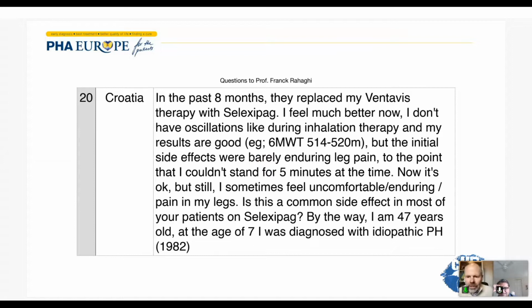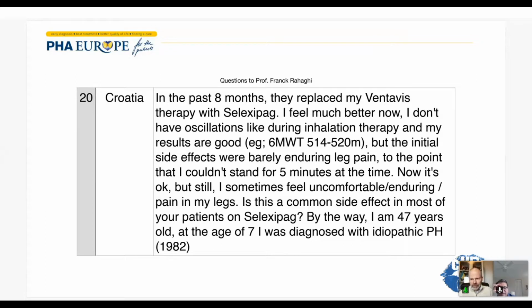Another long question. In the past 8 months, they've replaced my Ventavis therapy with Selexipag. I feel much better now. I don't have oscillations like during inhalation therapy, and my results are good. But the initial side effects were barely enduring leg pain, to the point I couldn't stand for 5 minutes at a time. Now it's okay, but still I sometimes feel uncomfortable enduring pain in my leg. Is this a common side effect in most of your patients on Selexipag? And he's a 47-year-old, and he was diagnosed with idiopathic PAH in 1971, I guess.